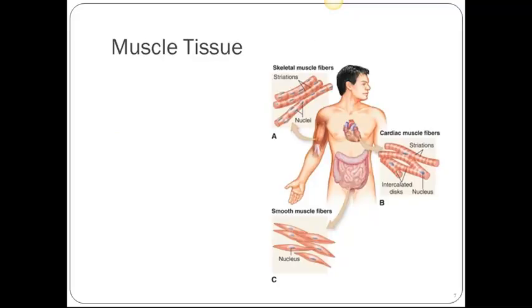So here is a picture of the three different types of muscles. So we have skeletal muscle fibers. You can see the striations briefly, and they have nuclei within the striations. And then we have the cardiac muscle over here, which also has striations and a nucleus, but also has these intercalated discs that you will see added. And then smooth muscle is very smooth, no striations, and just has nuclei throughout.